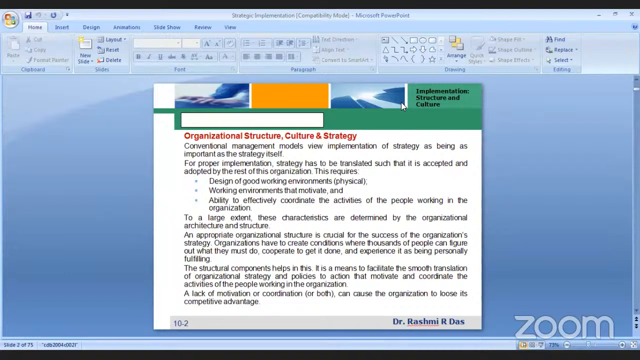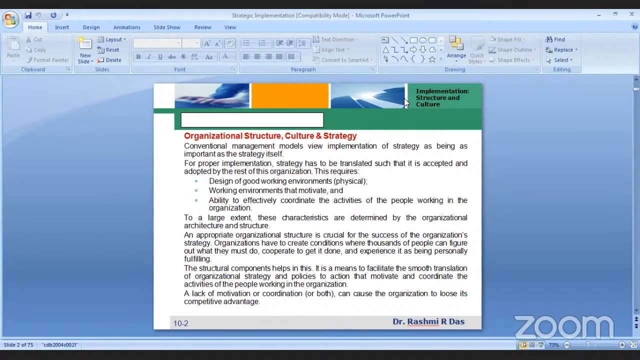Now what exactly are organizational structure, culture and strategy implementation? While we are looking at organizations, we normally see that all organizations adopt very conventional management models. They follow them because conventional and traditional is always easy, so they will try to follow conventional management models while they view or implement the strategy. But always remember the conventional mode is not always appropriate.